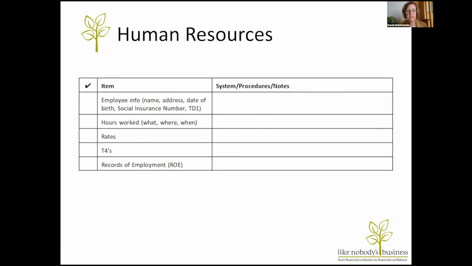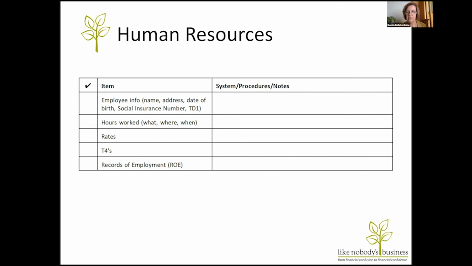Human resources, at a minimum, if you are employing people, you need to have their name, address, date of birth, and social insurance number. You are supposed to be having your employees fill out what's called a TD1 form every year. And what that form does is when the employee completes it, it tells you or the person who's doing payroll the amount of income tax that should be deducted.